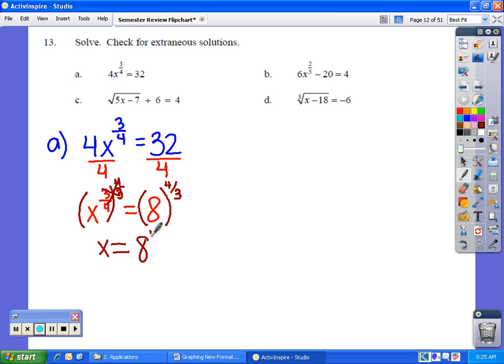8 to the 4/3 is also equal to the third root, because remember, the denominator of your fractional exponent represents your root, and your numerator represents your power. So this is equal to the third root of 8 to the 4th power. In your calculator, make sure that you put in math number 4 for the third root, and then inside that root you can put 8 to the 4th power. And when you're done, you find out that your answer is equal to 16.